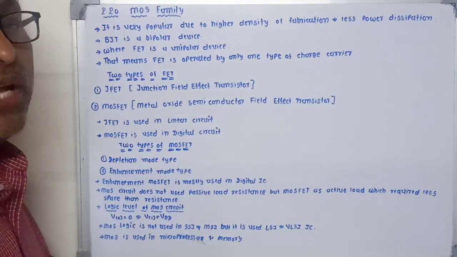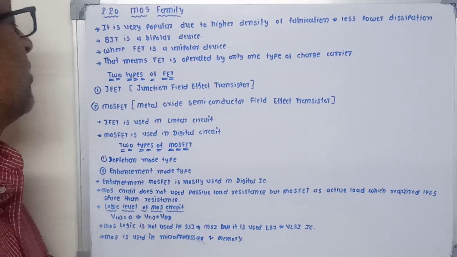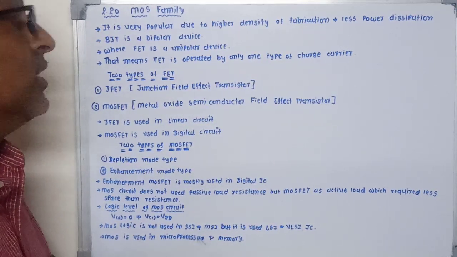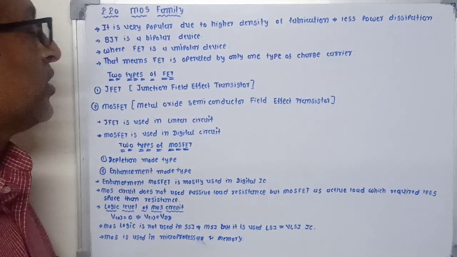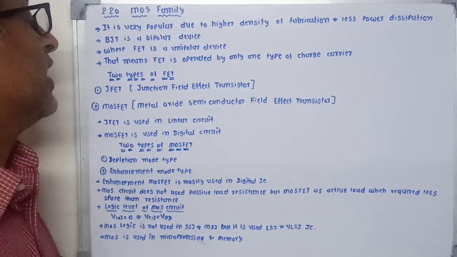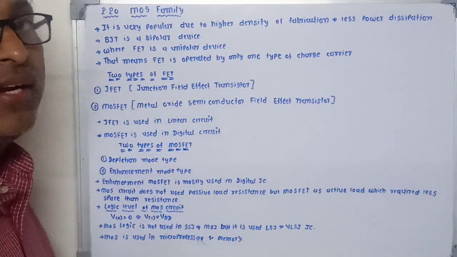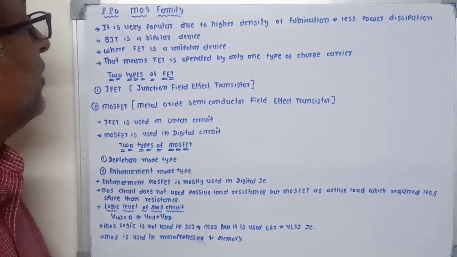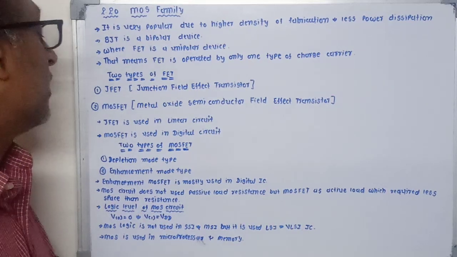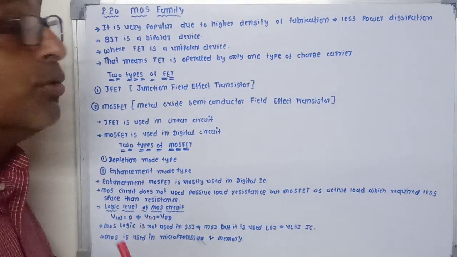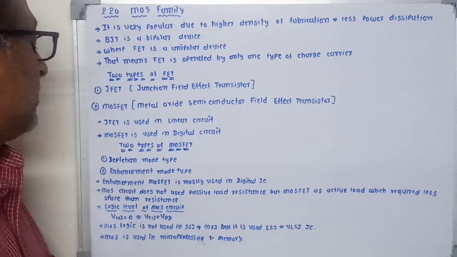Now there are two types of field effect transistor. First, JFET, that means junction field effect transistor, and another is MOSFET, metal oxide semiconductor field effect transistor. Now JFET is widely used in linear circuits, but the MOSFET is mostly used in digital circuits.